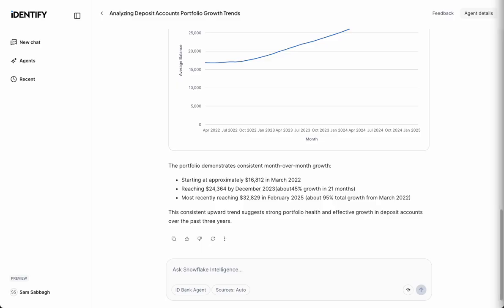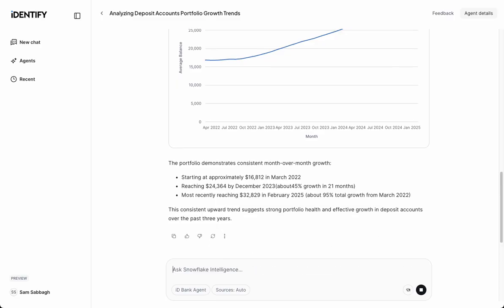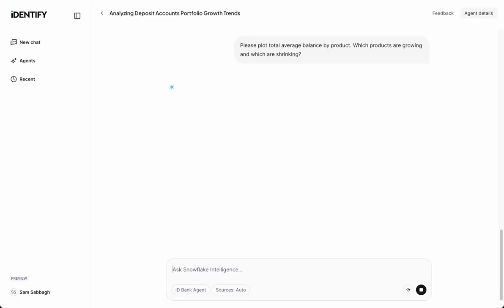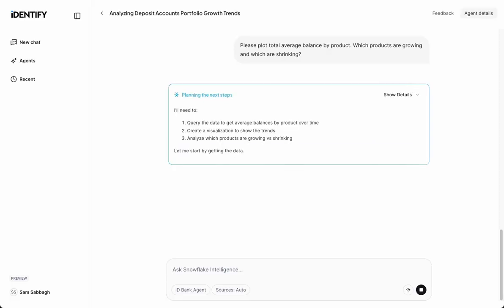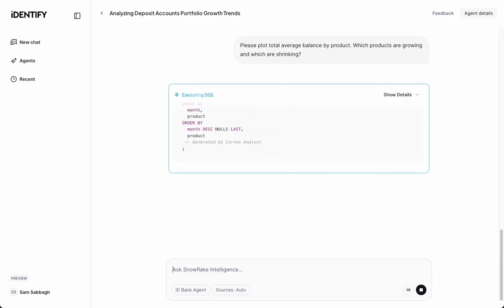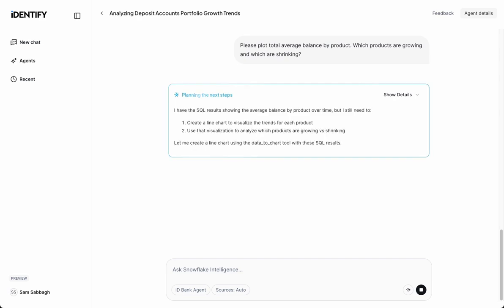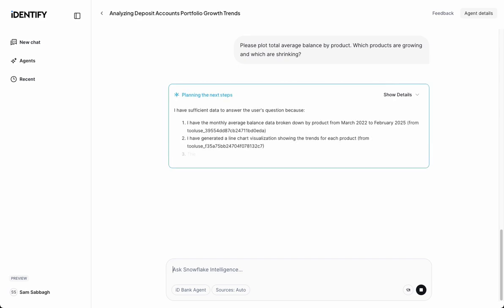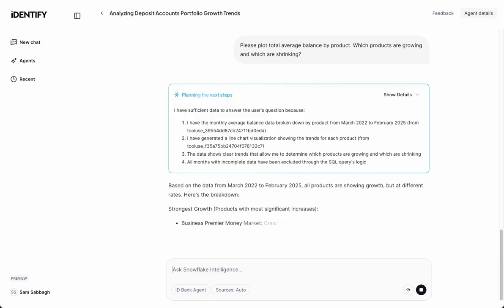Next question, we're going to drill into products. So now I'm going to ask it to plot that total average balance by product and see which products are growing and which are shrinking. We can see it thinking again. So this demo here is powered by Snowflake Intelligence, but other tools like Databricks can do the same stuff. Okay, we can see it's making progress. It has what it needs to answer the question.